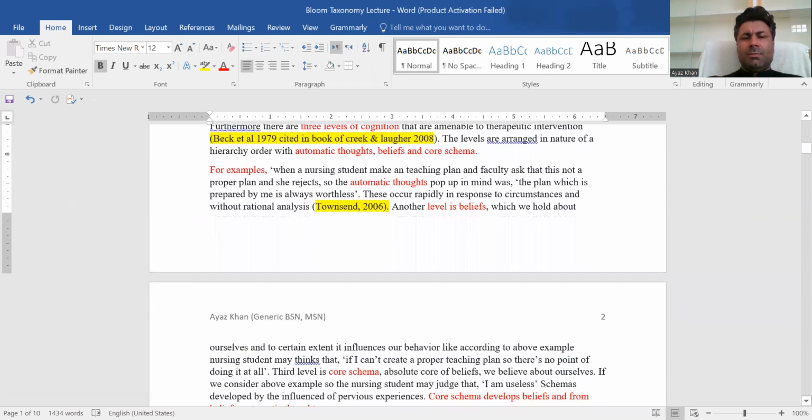For example, I will give you the example of a student in which the student comes to his faculty member or to his teacher with an assignment or a teaching plan. And when the clinical practitioner, the teacher, the faculty member assesses, checks his or her assignment, and rejects her plan, her assignment, then automatically a thought develops in the student's mind. That thought pops up in the student's mind that the plan prepared by me is always worthless.